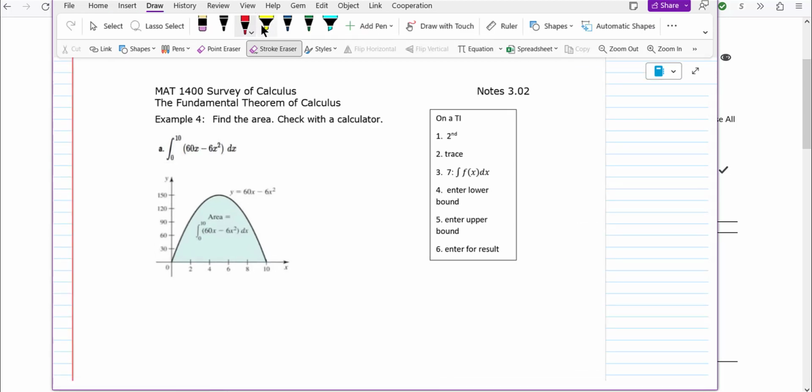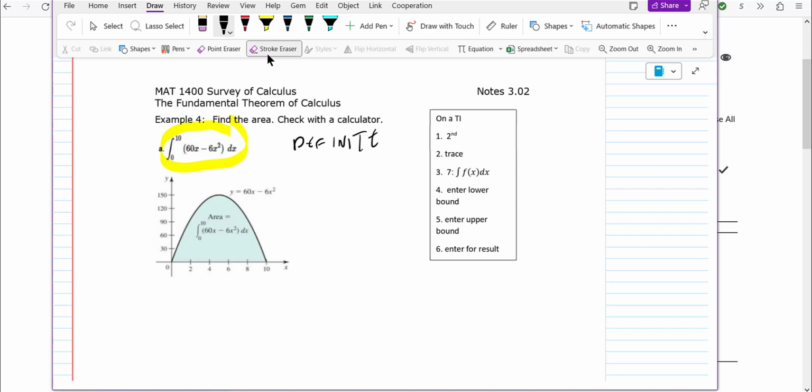So what I've given you on this problem is this definite integral. Again, we call this a definite integral. That's different than an indefinite integral, where you have the plus c. The definite integral is finding an area under a curve, in this case, between 0 and 10. So if you graphed out 60x minus 6x squared, you'd have a parabola, and we're finding the area from 0 to 10.